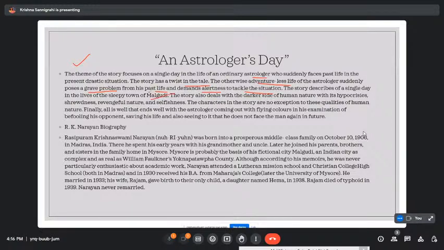So if you remember, we discussed Malgudi Days yesterday and how he has created this fictional place in South India, and it is projected in his story. So the characters in the story are no exception to these qualities of human nature. So human nature with its what? Its shrewdness, its revengeful nature and selfishness. The characters in the story are no exception to these qualities of human nature.